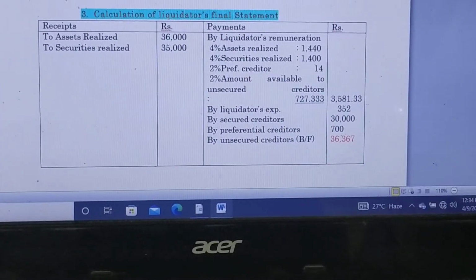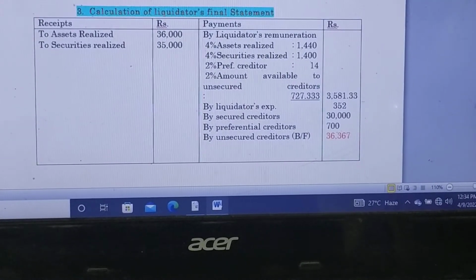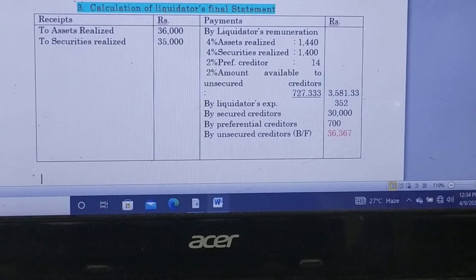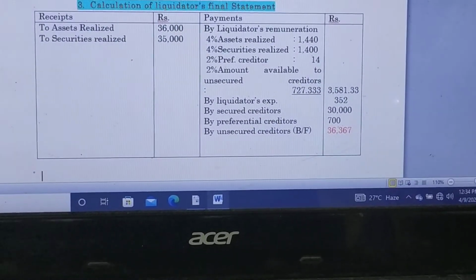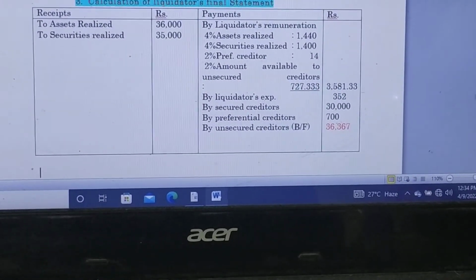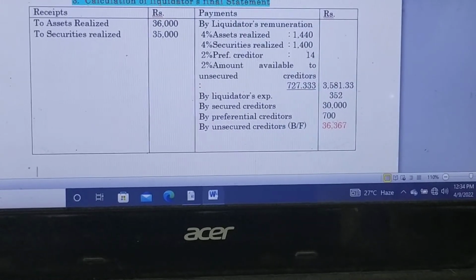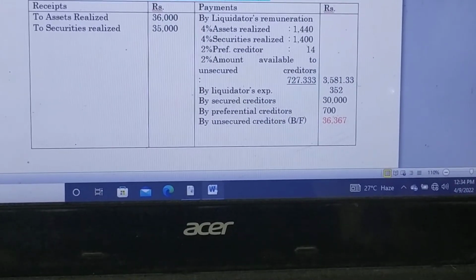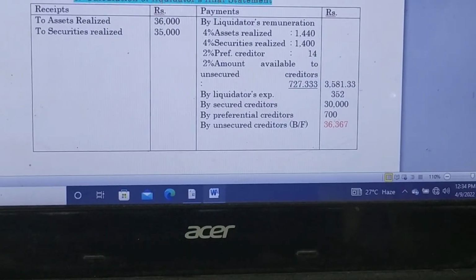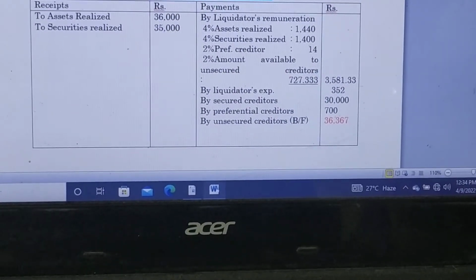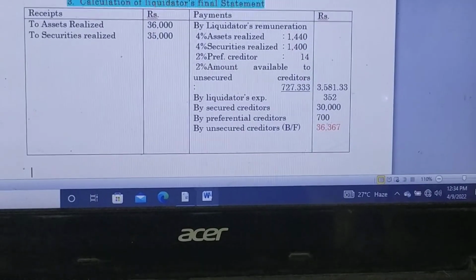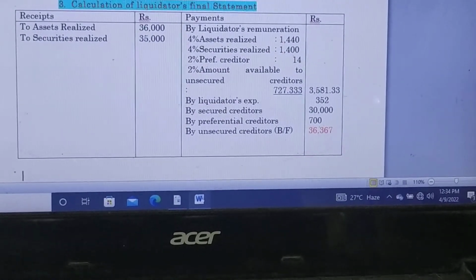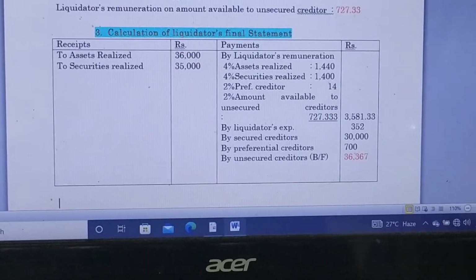The total liquidator's remuneration is 3,581.33, and by liquidator's expenses 352, by secured creditors 30,000, by preferential creditors 700. These are from the question. After that, we have to find the difference value, which is on the credit side. The amount is rupees 36,367. That is called the balance of unsecured creditors. That's all.